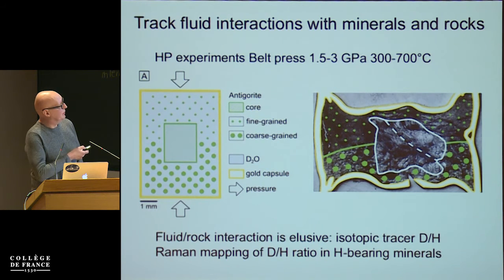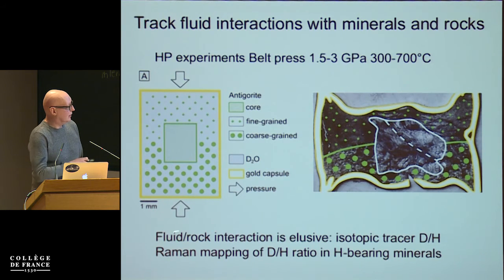The way we do that is we take a core of a given rock. This is going to be a very small sample because we want to go to high pressure. We put that in a capsule. We embed it into a powder of the same rock. And we load this powder with deuterated water. So we just fill the porosity of the powder with deuterated water. We put that in a gold capsule, which is sealed under pressure. And then we make this aqueous fluid interact with the rock.